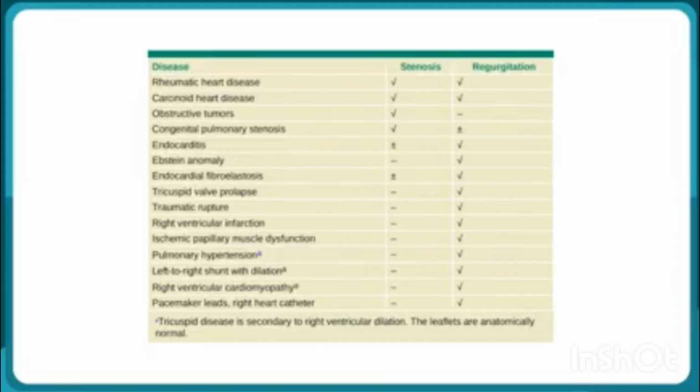So after understanding the echocardiography for tricuspid valve, we will understand what etiologies can affect the tricuspid valve. As shown in the following diagram: rheumatic heart disease, carcinoid, various tumors, congenital pulmonic stenosis, infective endocarditis of tricuspid valve, Epstein's anomaly, EMF, valve prolapse, traumatic injury, RV infarction, papillary muscle dysfunction, secondary TR due to pulmonary hypertension, left to right shunt like atrial septal defect causing dilatation and TR, RV cardiomyopathy, and pacemaker related.